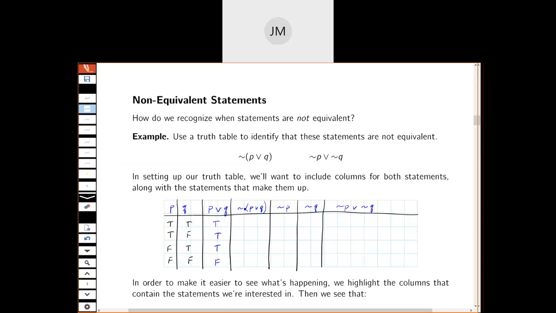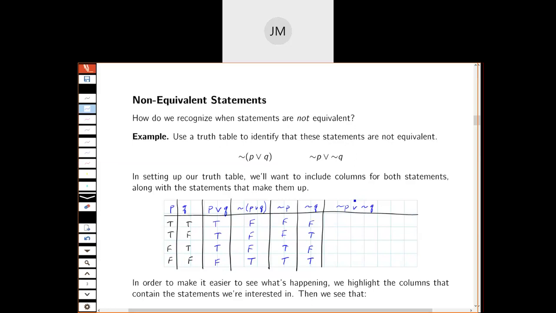Okay. And then here we're taking our column that we just made and negating it, right? We're throwing a not on there. So we're just going to flip all of the truth values. So false, false, false, true. Okay. Here I'm going to take the P column and negate the truth values, right? Flip all the truth values. So I'm going to get false, false, true, true. I'm going to do the same thing to Q, flip the truth values. So false, true, false, true.